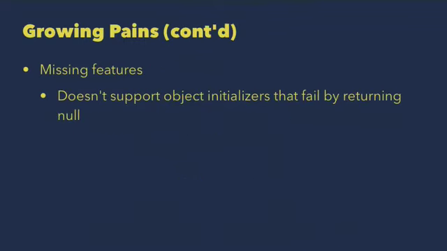Another is some of the features are missing. For example, it doesn't support the object initializer that fails by returning nil. For example, you want to initialize a URL with a string, and the string might not be a valid URL. So it's possible that the URL cannot be initialized successfully. So currently, Swift cannot handle this nicely. You need to use some other way of initializing to do that.